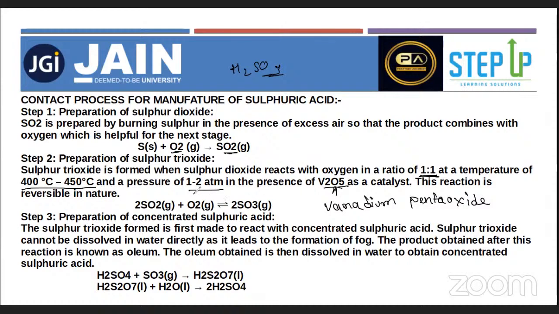Vanadium pentoxide. Pressure is 1 to 2 atm. In the presence of vanadium pentoxide, that is a catalyst. This reaction is irreversible in nature. I can go from here to here, so SO2 is converted to SO3.